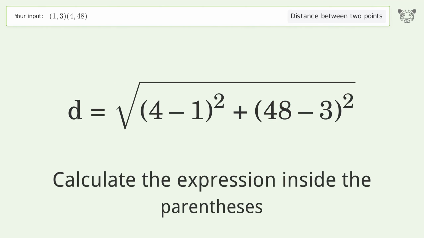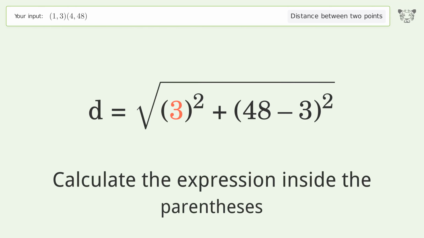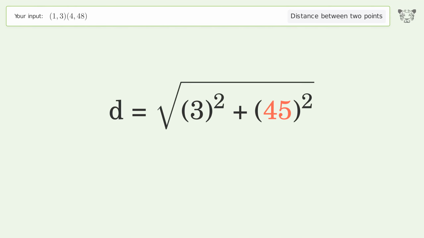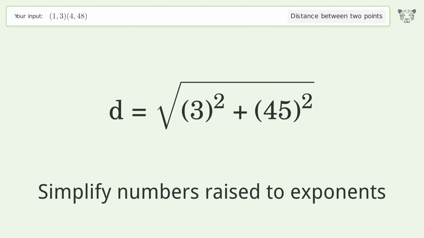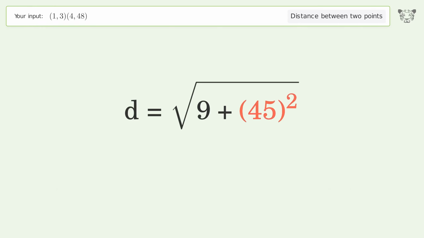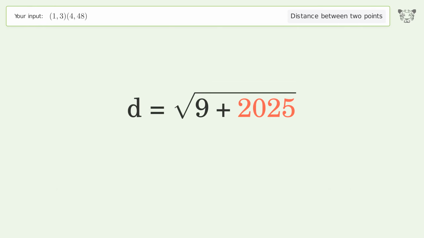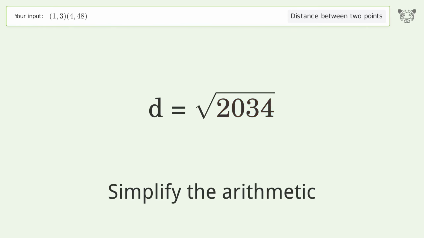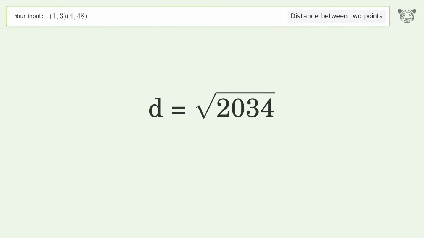Calculate the expression inside the parentheses. Simplify numbers raised to exponents. Simplify the arithmetic. And so the distance between the 2 points is the square root of 2034, or 45.1.